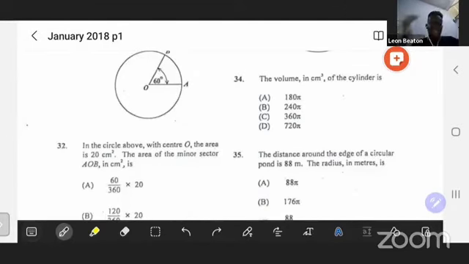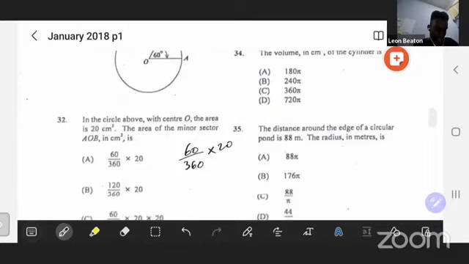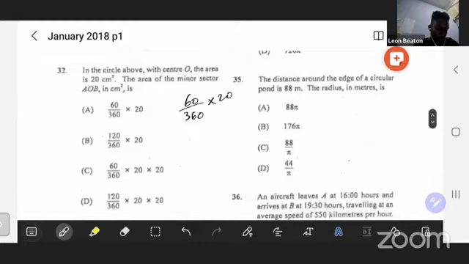We know the total amount of degrees in a circle is 360. To find the area for 60 degrees of the circle is just 60 over 360 times the area. They already gave us the area of the circle, which is 20. So the answer is A.